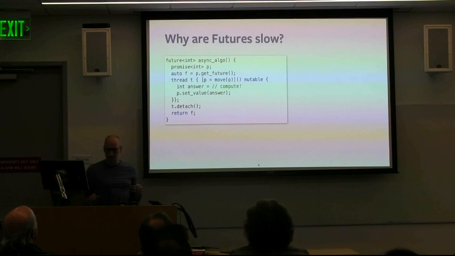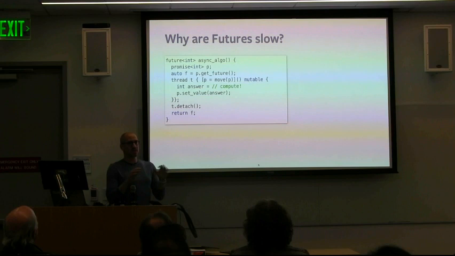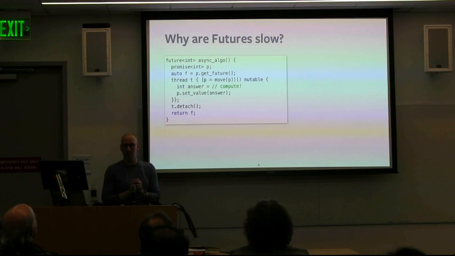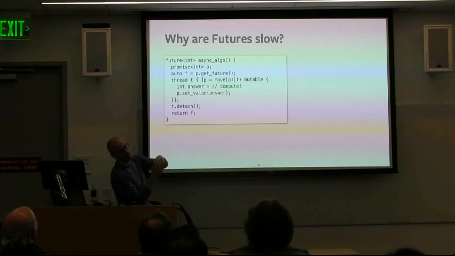Why are futures slow? Let's write a really stupid algorithm. Presentations about concurrency and asynchronous algorithms are kind of tricky because no interesting asynchronous problem really fits on a slide. So you'll forgive me for having really contrived examples. Here's an asynchronous algorithm that returns a future of an int. It's basically returning a handle to an int that will materialize when this algorithm completes asynchronously. In order to get a future, first you create a promise. Promise of an integer. From that, you get a future.